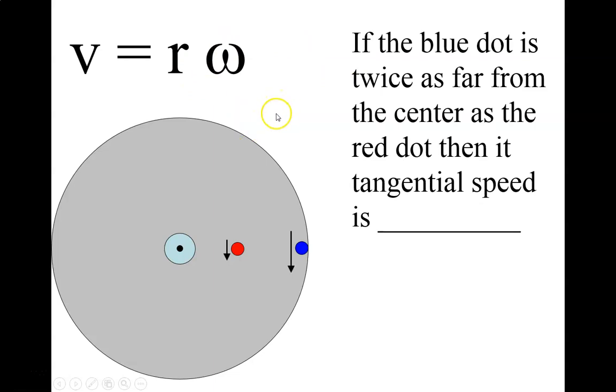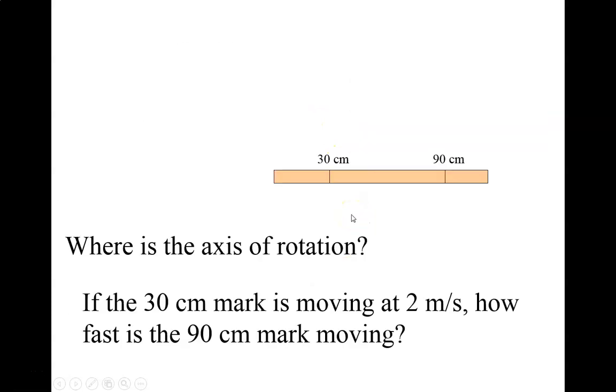So let's see. Here we've got two dots on a record player. If the blue dot is twice as far away from the red dot, then its tangential speed is... So if I double the R and keep the omega the same, because they have the same rotational speed, they make one rotation in the same amount of time, but if I double this R, what's that going to do to the other side for the blue one? It's going to double it as well. So if I'm twice as far from the axis of rotation, I have twice the tangential speed.